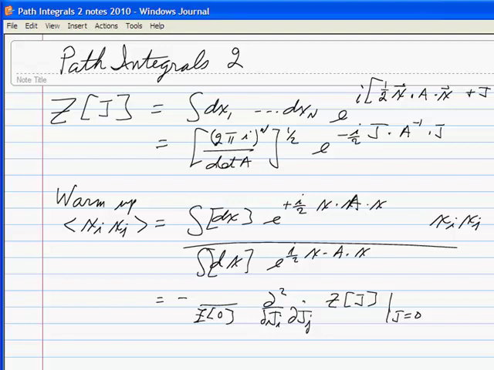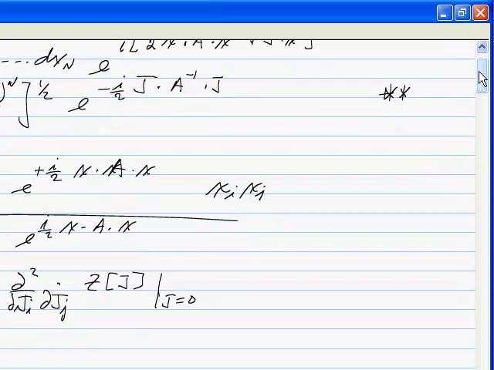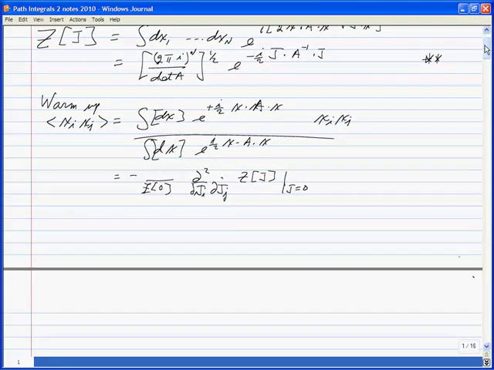Okay. So that's what you'd want. And so now, if we were actually to do these integrals, it's not terribly hard to do, I guess. But given a general matrix A, it looks hard to do. But it's pretty easy to take the derivatives of that. If I take the derivative with respect to j, I bring down an a minus 1.